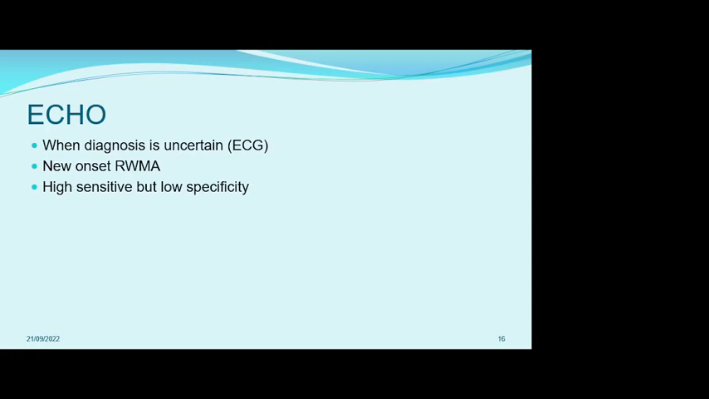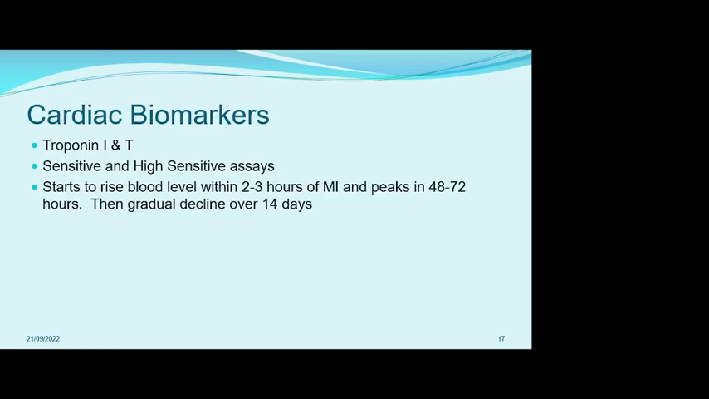And echo. Is there a place for echo in diagnosing myocardial infarction? Yes, especially in situations like left bundle branch block when the patient comes with chest pain, you can do the echo as a bedside test when the ECG is uncertain. And here we can detect new onset regional wall motion abnormalities. It is again highly sensitive but not very specific to diagnose MI.